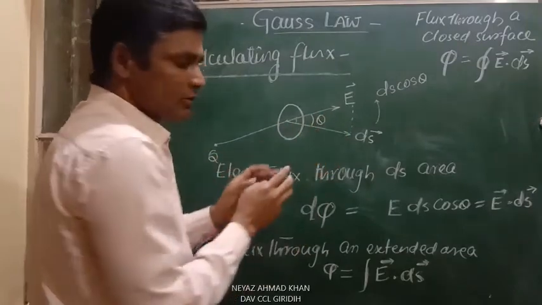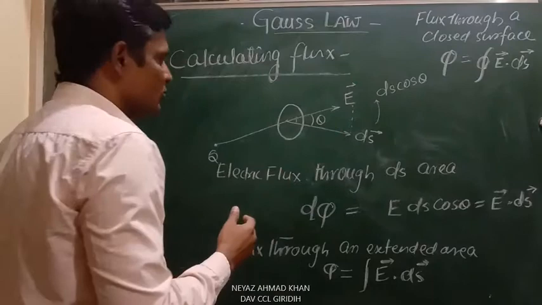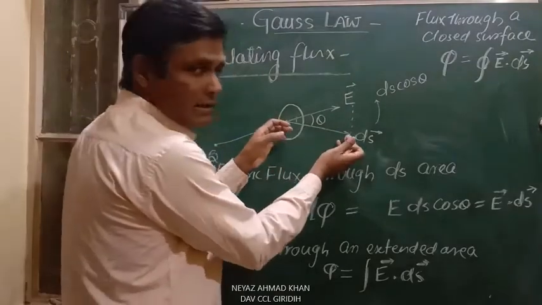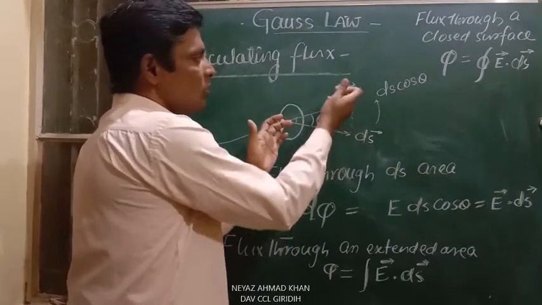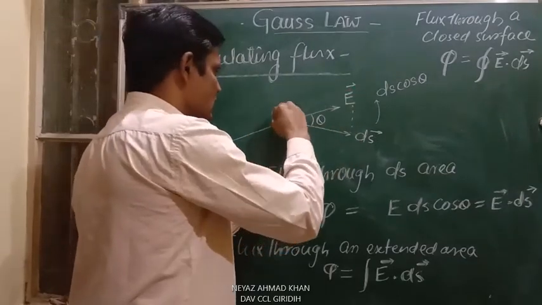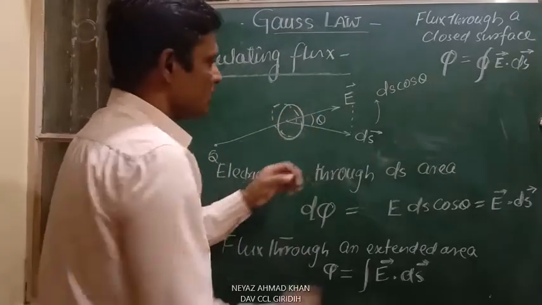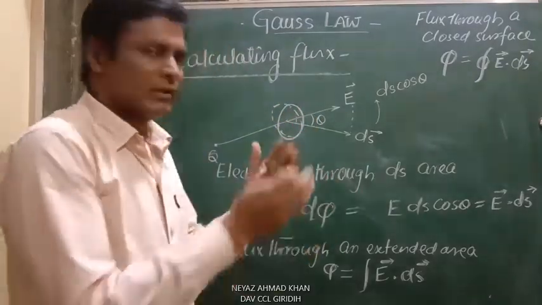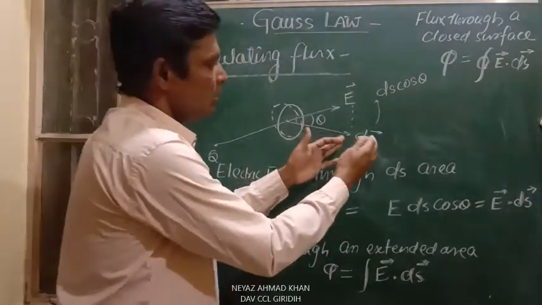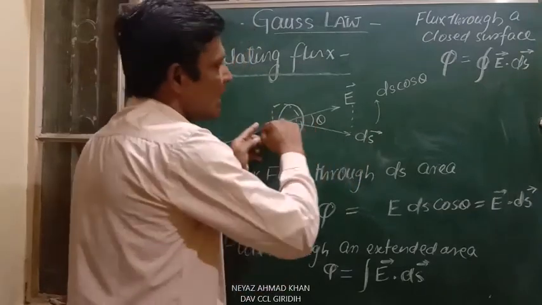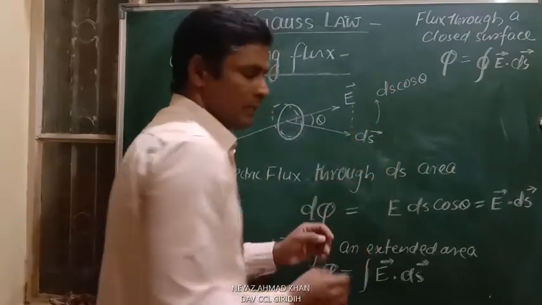Now first of all we have to make this ds area normal to this electric field line. So I have just turned this vector ds, since area is a vector quantity, along the E, so it will be like this. And we know that when we turn a vector through some angle, its magnitude changes, and the magnitude of this ds area normal to the electric field lines will be ds cos theta.